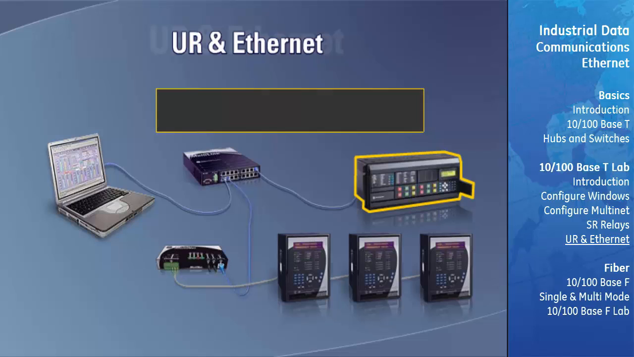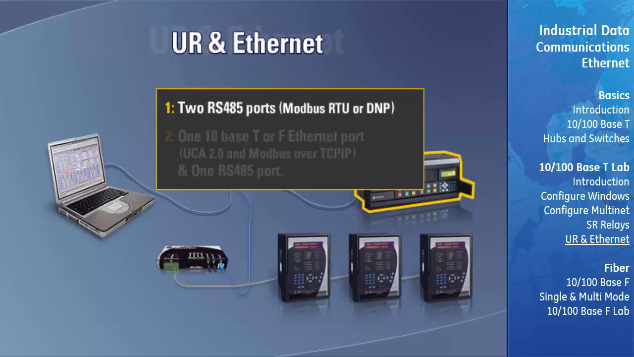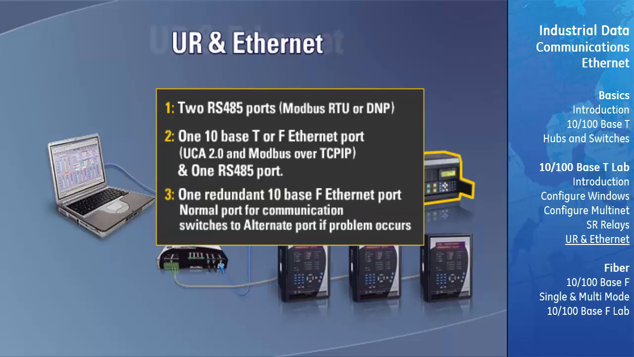The first configuration being two RS-485 ports located on the rear of the CPU that can be configured to support Modbus RTU or the DNP protocol. The second configuration is a single 10 base T or F Ethernet port in addition to an RS-485 port. The Ethernet port supports UCA 2.0 and Modbus over TCP/IP. The third configuration is a redundant 10 base F Ethernet port.